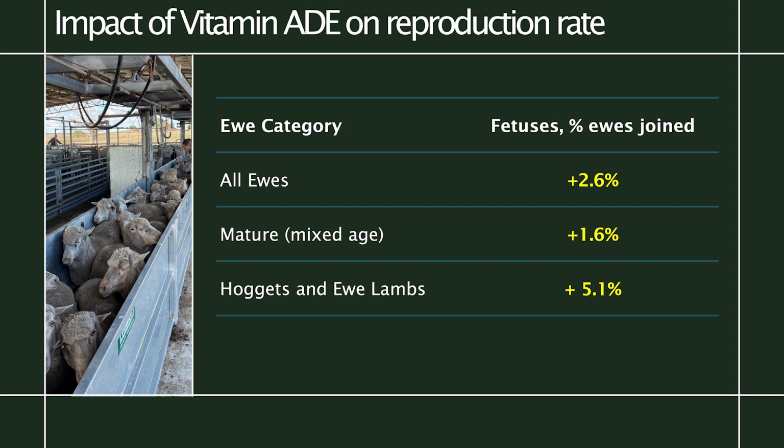If you then look at the impact of vitamin A, D, and E on reproduction rate, we can see that the impact is lower but still positive, and again it follows the same trend. So we've got a 2.6% improvement in fetal number for all ewes, 1.6% for mature ewes, and a much higher response in hoggets and ewe lambs of about 5.1%.